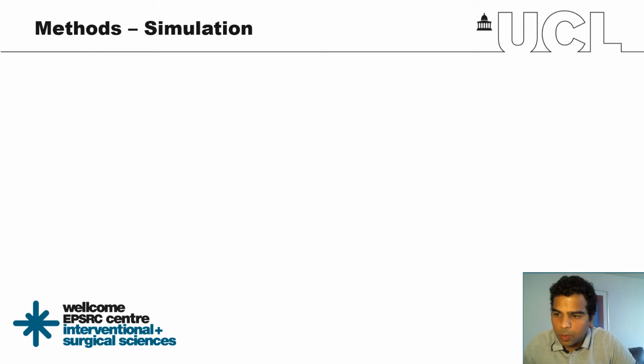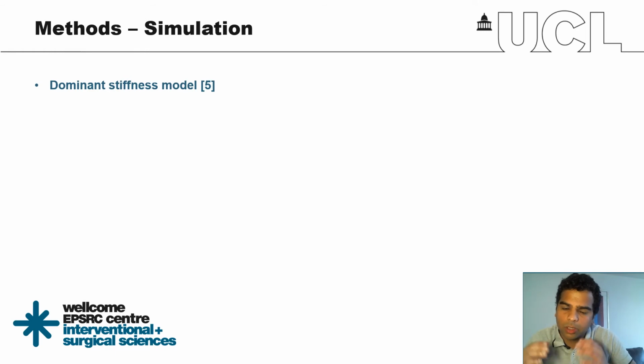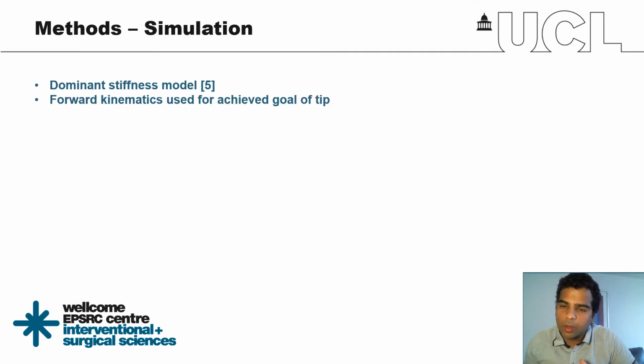So for simulation, we went with the dominant stiffness model for concentric tube robots, which assumes that the outer tube is much stiffer than the inner tube and is what determines what the overall curvature will be for that segment. This model is quite simple, but it works well enough for our exploration investigation. With the dominant stiffness model, we can do forward kinematics. So given the rotation and translation of each tube, we can determine what the achieved goal is, or the robot tip position at any given time step.